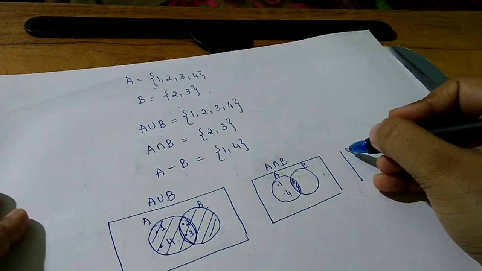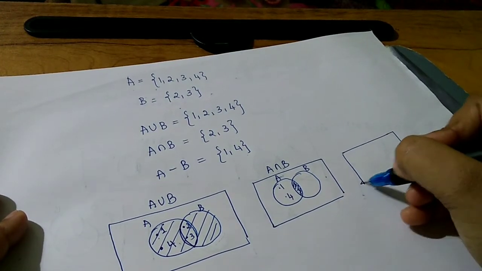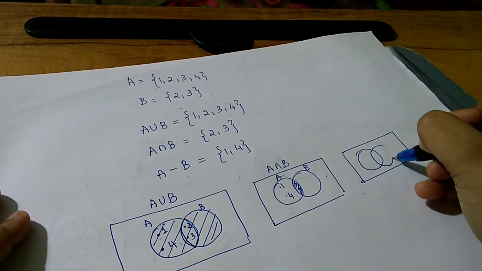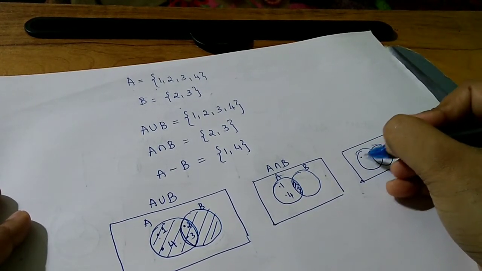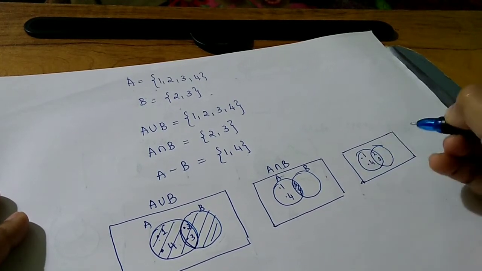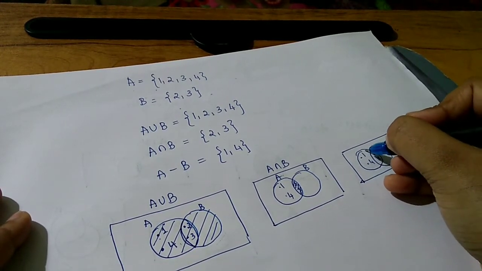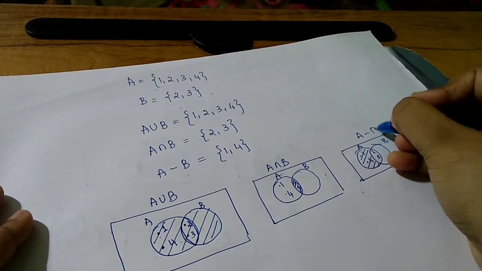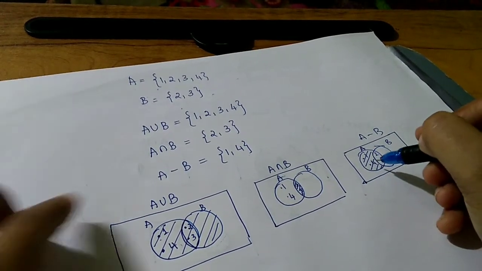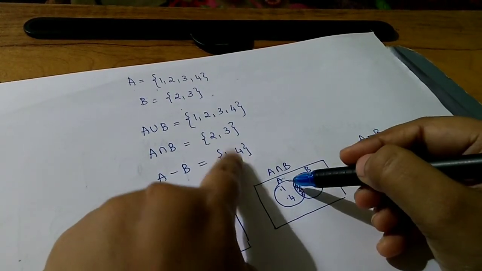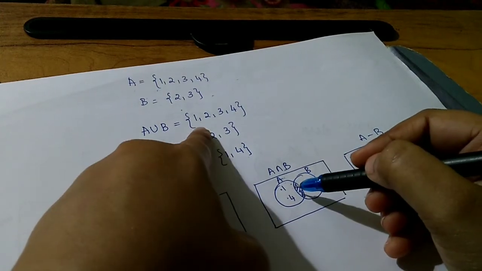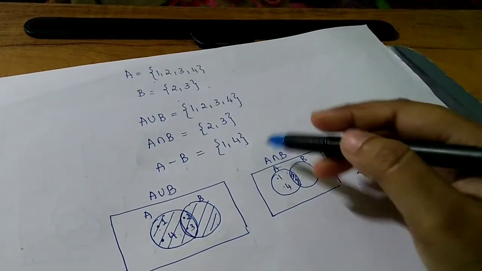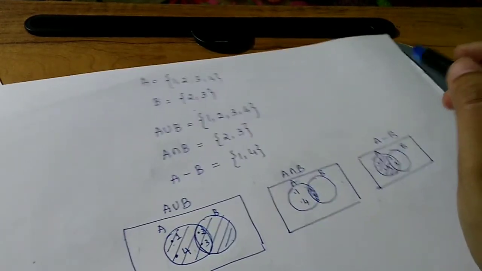Then if you want to represent A minus B, what do you have to do? This is set A. This is set B. So what are the elements? 1, 4, 2, 3. You have to shade only the A region. So this will be your A minus B. You can see here A minus B contains 1, 4. It is here. A intersection B contains 2, 3. That is shaded. A union B contains 1, 2, 3, 4. That is also shaded. So this is how we are going to represent on Venn diagrams.